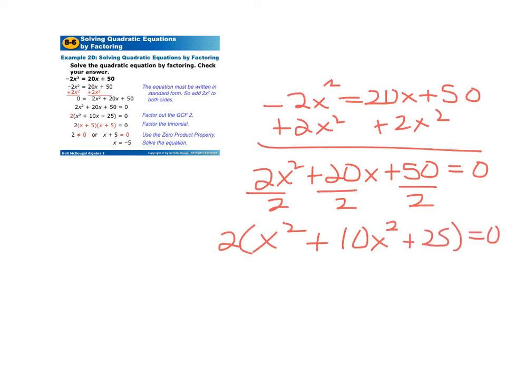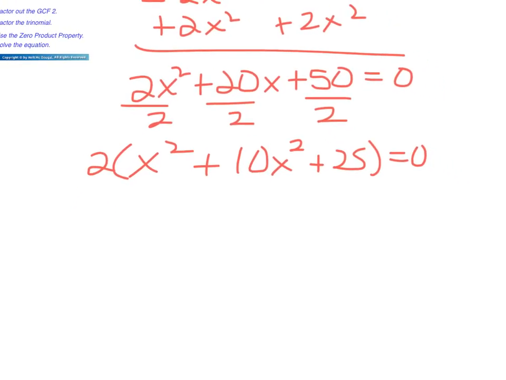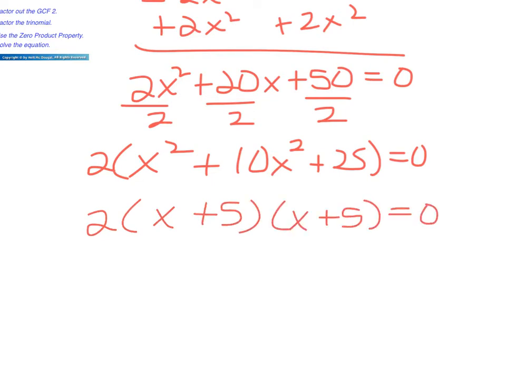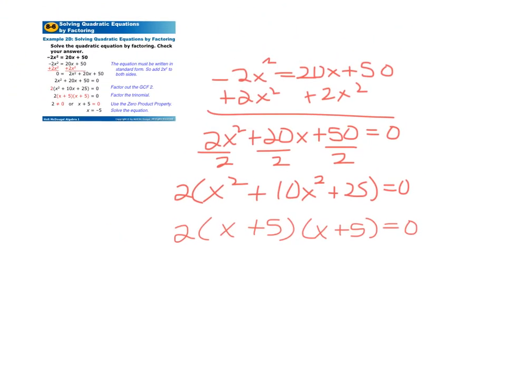Now I have a simpler trinomial that I can factor here. The factors of 25 that will give me 10 are going to be 5 and 5. So x plus 5, x plus 5. I still have my GCF out front. So now at this point, you're going to set everything equal to 0. So this piece, and this piece.